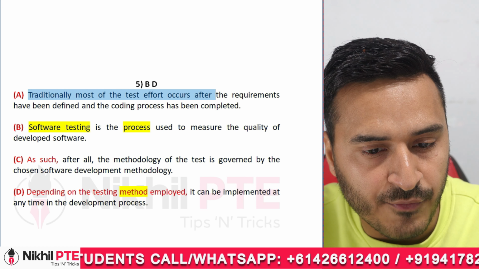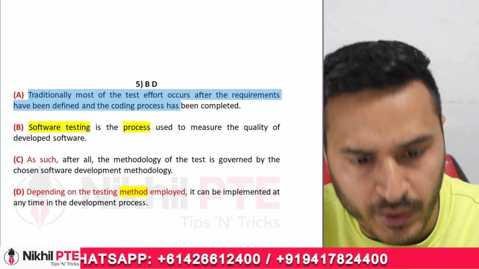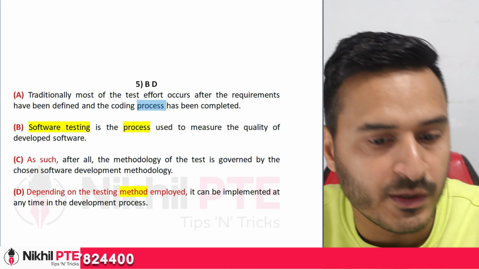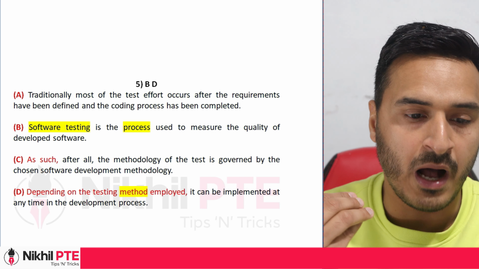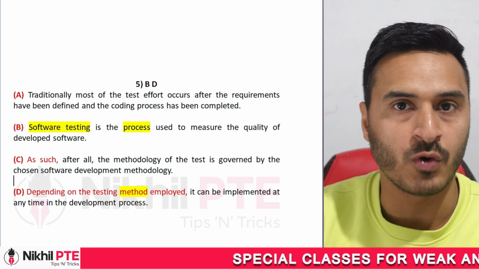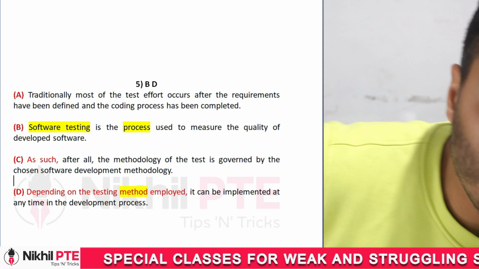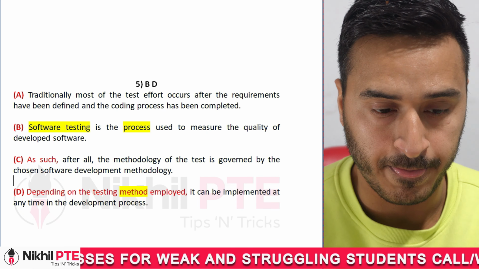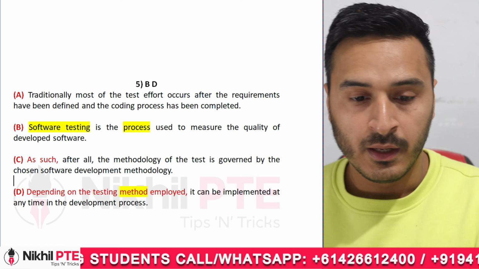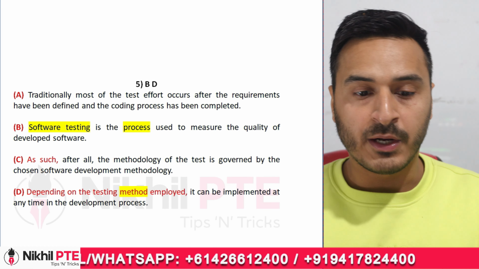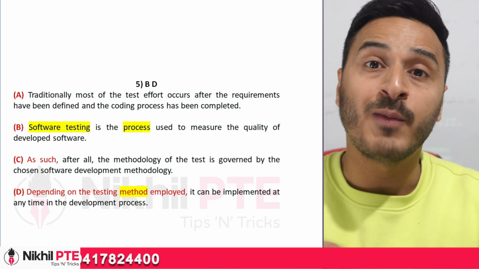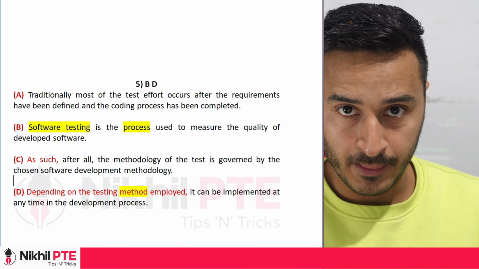Traditionally, most of the test efforts occur after the requirements have been defined and the process has been completed. See, here we are explaining the process also. Firstly, software testing is a process used to, why are we using software testing? Because it is used to measure the quality of the developed software. Then after, depending on the testing method employed, it can be implemented at any time in the development process. We can do it anytime. Then after, again we are explaining traditionally what has happened.